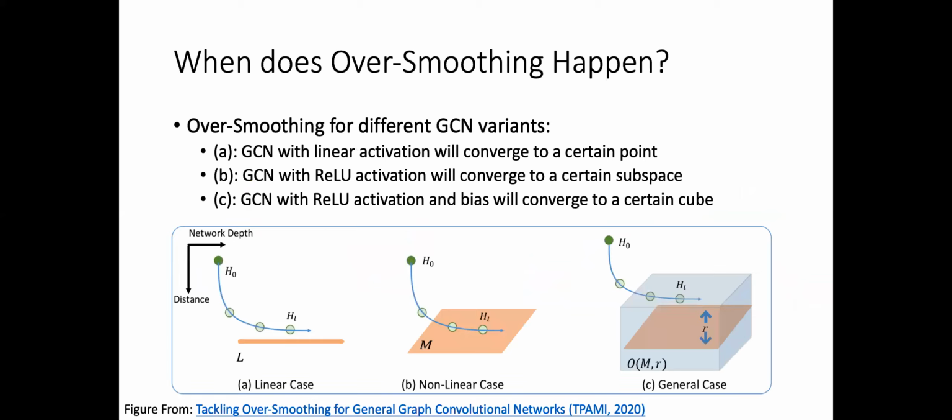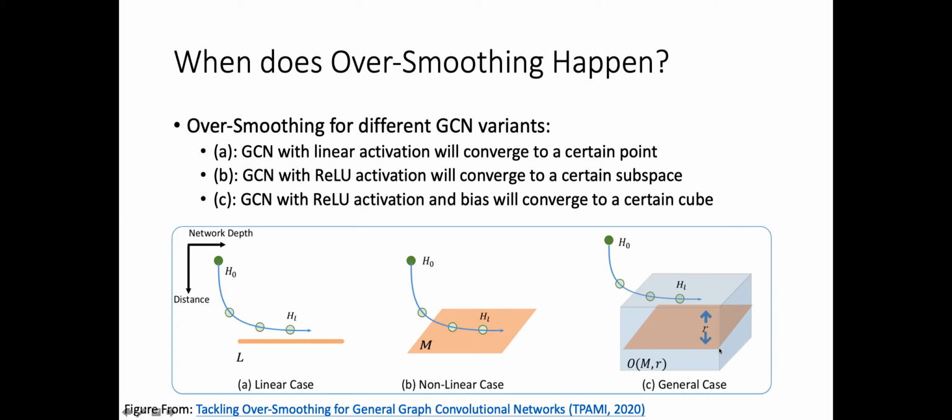Now let's think about when oversmoothing happens. There are actually three types of oversmoothing, which are the oversmoothing phenomena for different GCN variants. For the first, figure A is a GCN with a linear activation, and we can see that this GCN will converge to a certain point like this. Figure B is a GCN with ReLU activation, which is a nonlinear activation, and we can see that it will converge to a certain subspace.